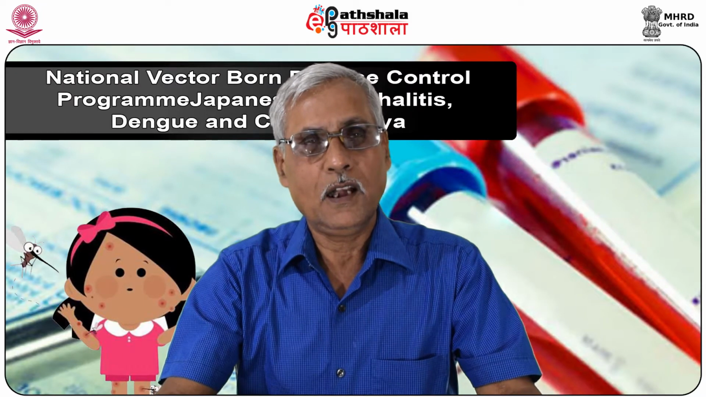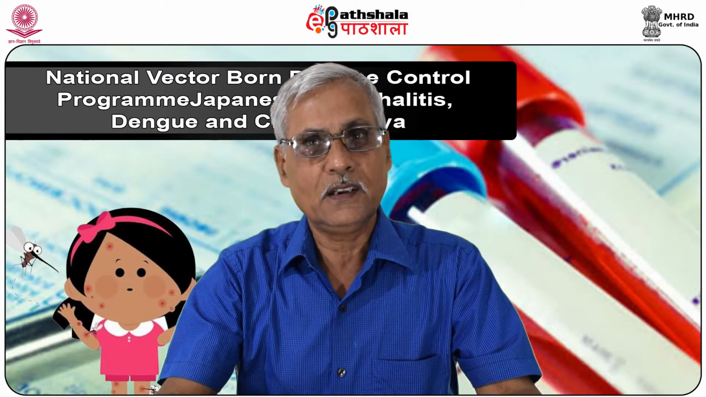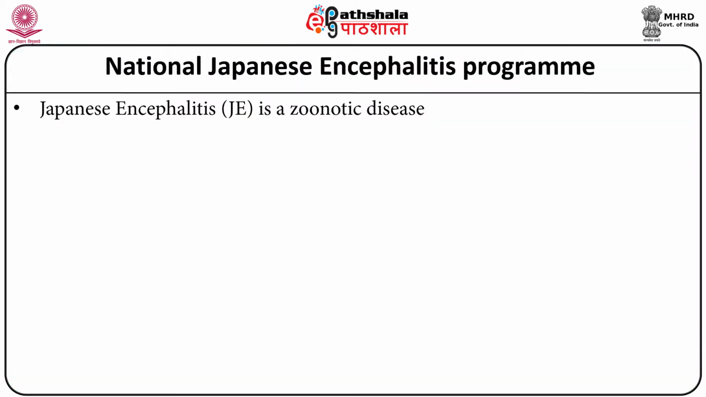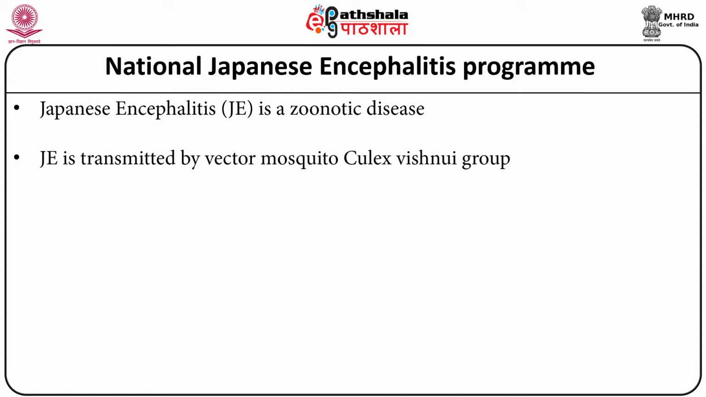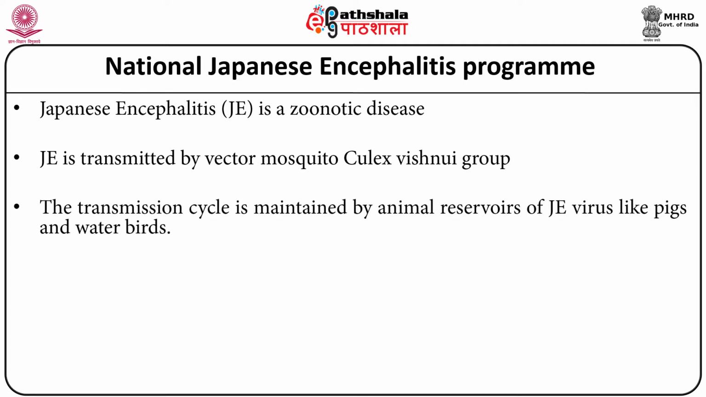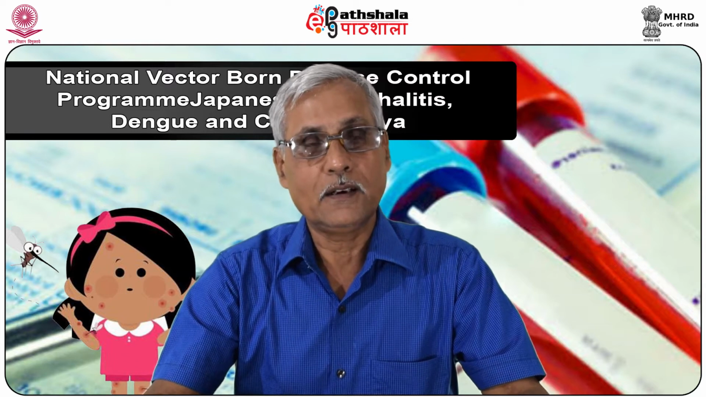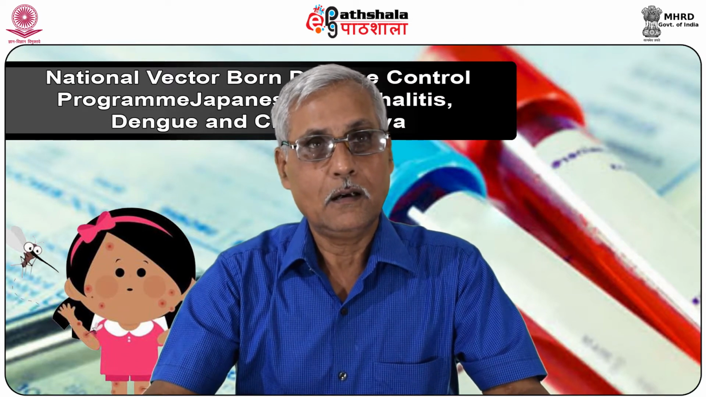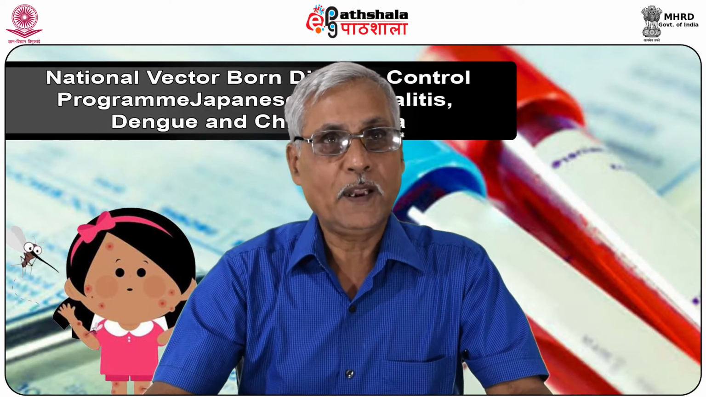Now, as far as Japanese encephalitis is concerned, it is primarily a zoonotic disease. This disease is transmitted by the vector mosquito Culex, Vishnui group, and Culex tritaeniorhynchus is the most important vector. The transmission cycle is maintained in animal reservoirs of JE virus like pigs and water birds, and they are the amplifier host. It means the JE virus increases in number in those organisms.